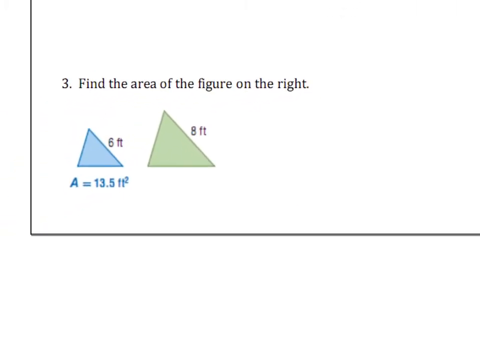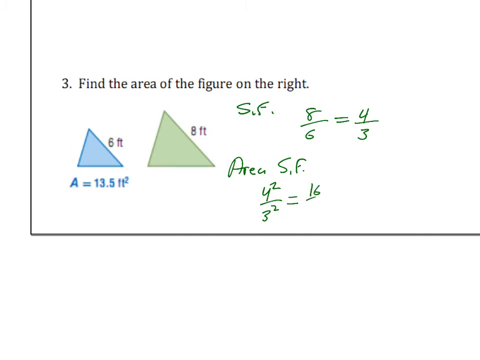So here, figure out the area of the green triangle. So my scale factor, I go 8 over 6. And I can simplify it if I want to. I don't have to, but it's good to have good habits. So my area scale factor is going to be 4 squared over 3 squared, which is just going to be 16 over 9.